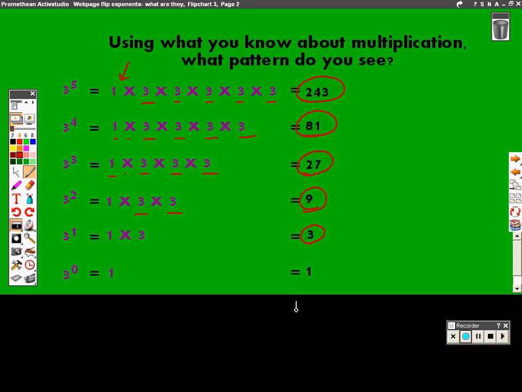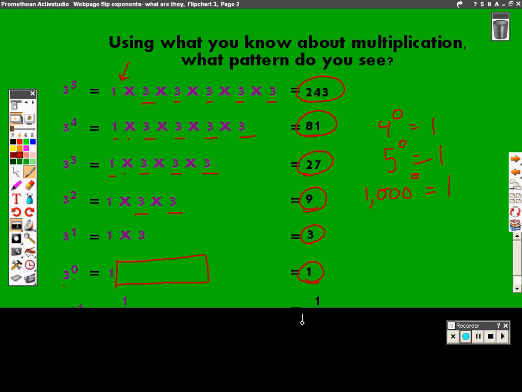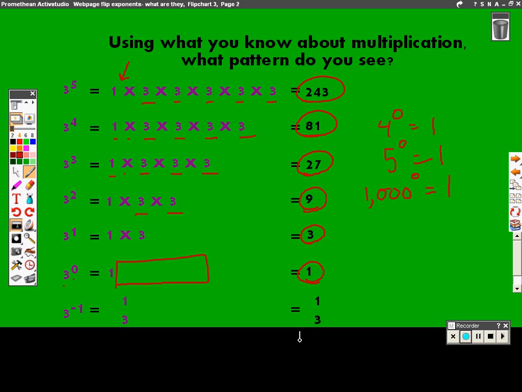Because any number to the 0 power is 1. Why? Because there are no 3's there. You'll notice there are no 3's next to that 1. Therefore, it's only 1. 4 to the 0 power is 1. 5 to the 0 power is 1. 1,000 to the 0 power is 1. They all equal 1. Here's a little bit of a challenge for you.